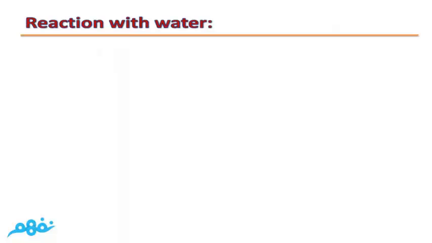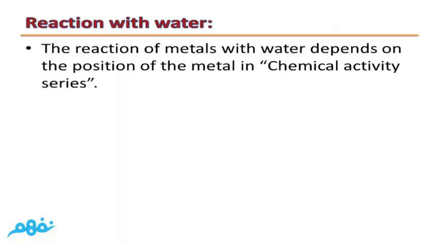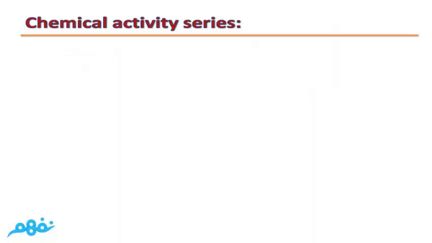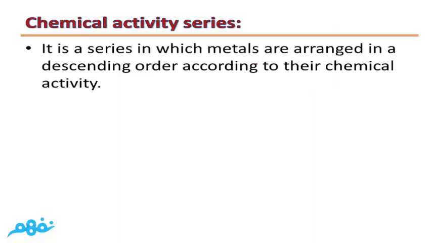The final reaction is the reaction of metals with water. The reaction of metals with water depends on the position of the metal in the chemical activity series. What's meant by chemical activity series? It is a series in which metals are arranged in a descending order according to their chemical activity.